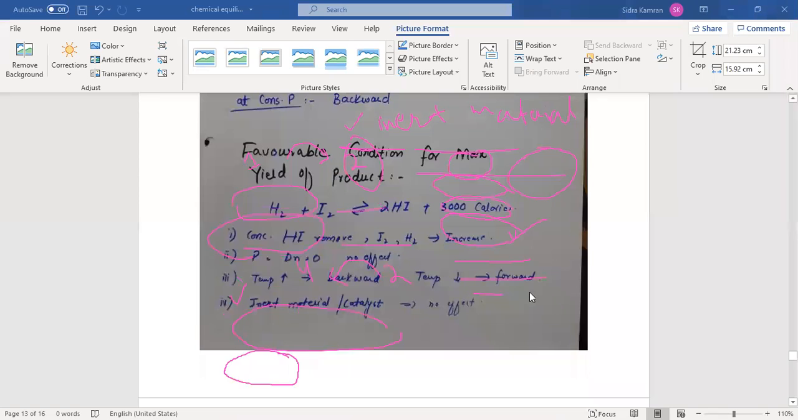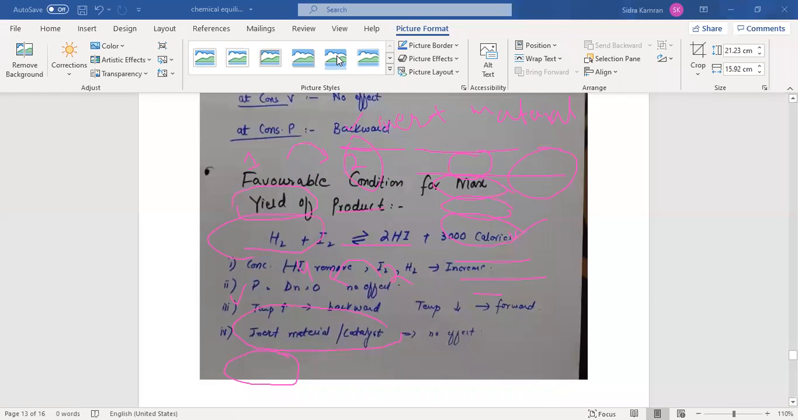Here you can see the example. As I told you when I started this lesson, Le Chatelier's principle is basically used to get more yield of the product. So in this reaction, now we have discussed all those conditions, the effect of concentration, effect of pressure, effect of temperature, effect of catalyst, that is how we can get more yield of hydrogen iodide for this reaction. So the first thing is concentration. If we increase the concentration of hydrogen or iodine, we can get more product.